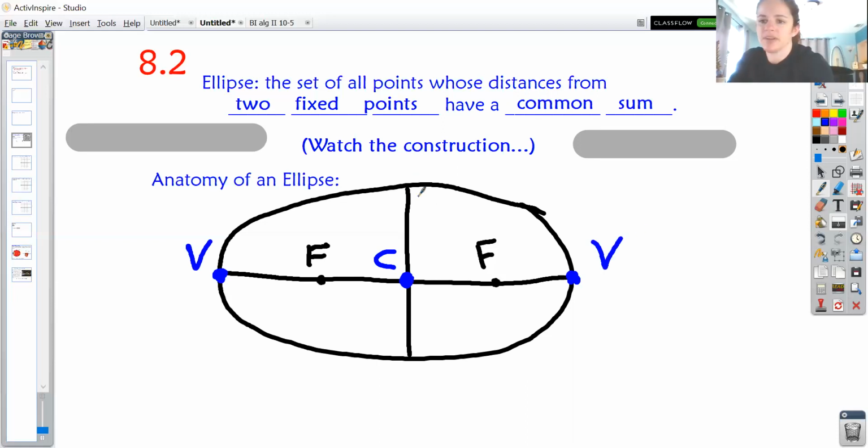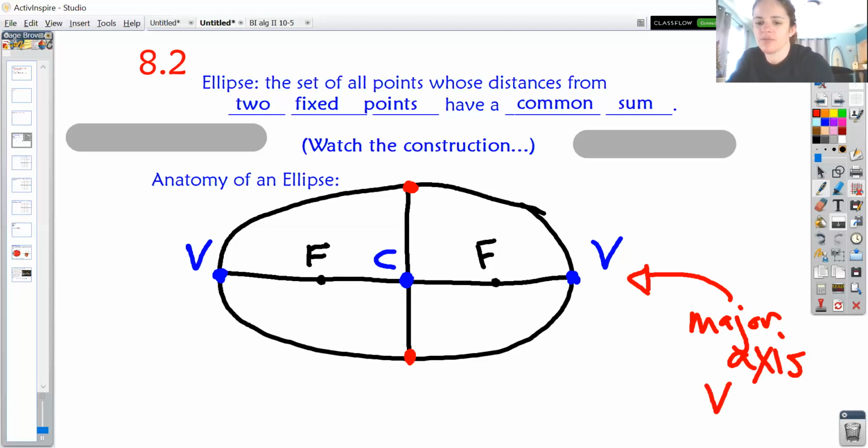These other two points, though, the endpoints on the perpendicular axis, they don't have any specific name. They could be called the minor axis endpoints. The axis that has the vertices and the foci is called the major axis. So the major axis is from vertex to vertex. If it talks about the length of the major axis, then that would be from vertex to vertex.